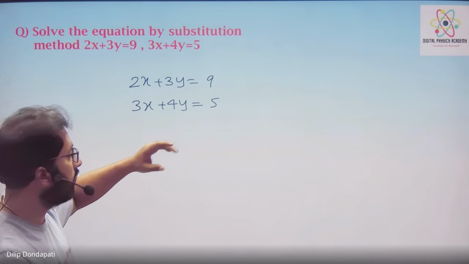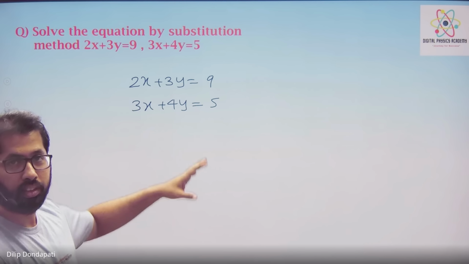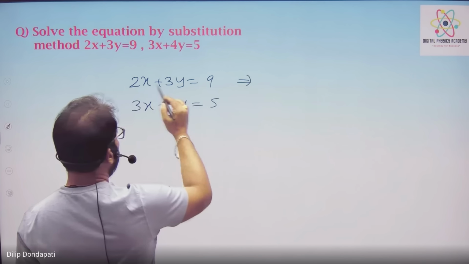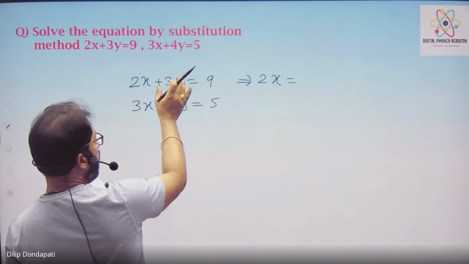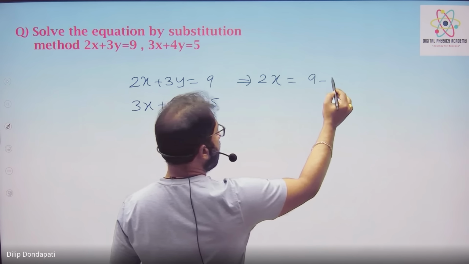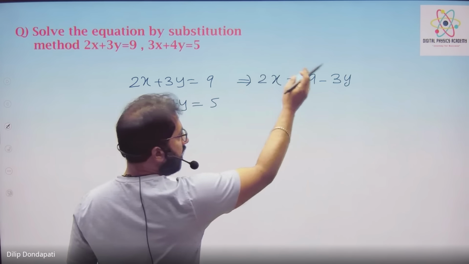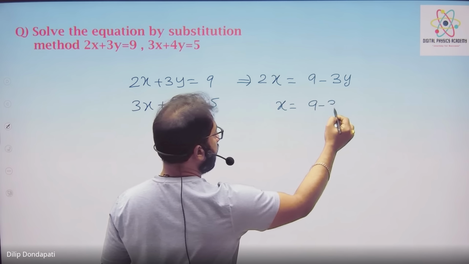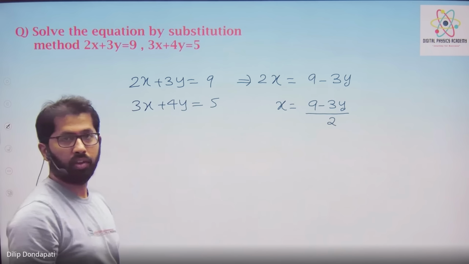Which one is easy? Which one looks a bit easy to you? Which one will you change? Your wish. The first one. First one. Okay, let's go. What is 2x is equal to, plus 3y when you send this side? It is minus 3y. 9 minus 3y, right? Now this 2 into x, when you send that side, it will become division. So x is equal to 9 minus 3y by 2. We got the x value till here.